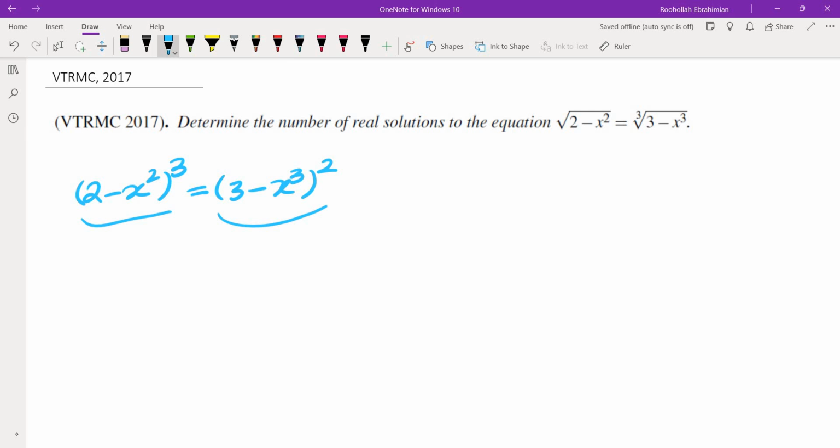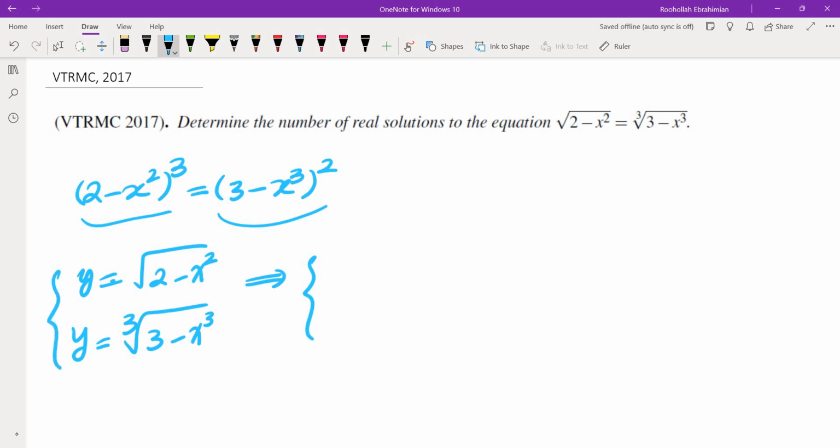So the next thing that I thought was perhaps I can think about this as the intersection of two curves. One of them is y equals square root of 2 minus x squared, and the other one is y equals cube root of 3 minus x cubed. The first one is in fact pretty familiar. This is a circle, or rather a semicircle, because y is non-negative. The second one, there's also quite a bit of symmetry with that.